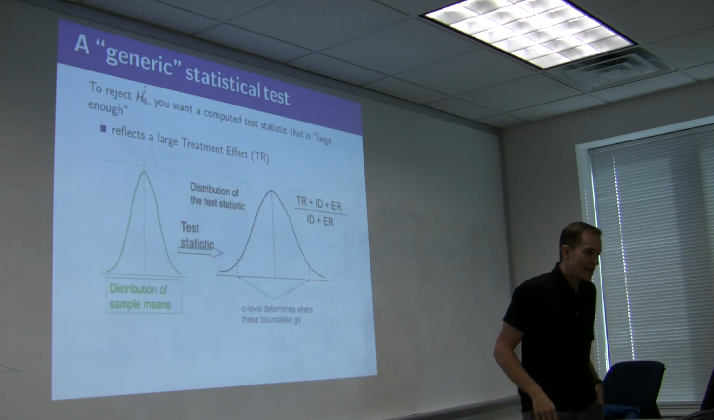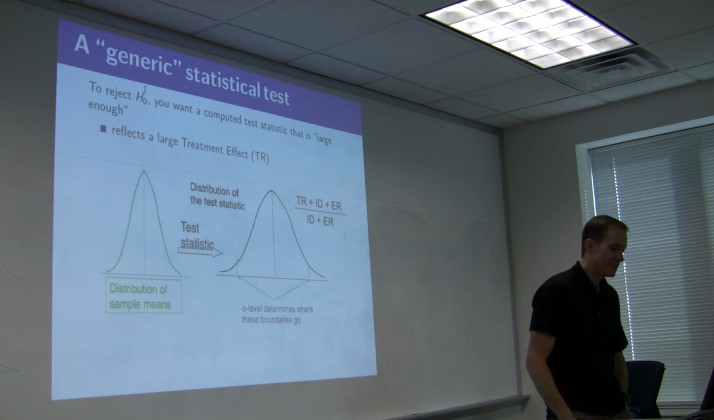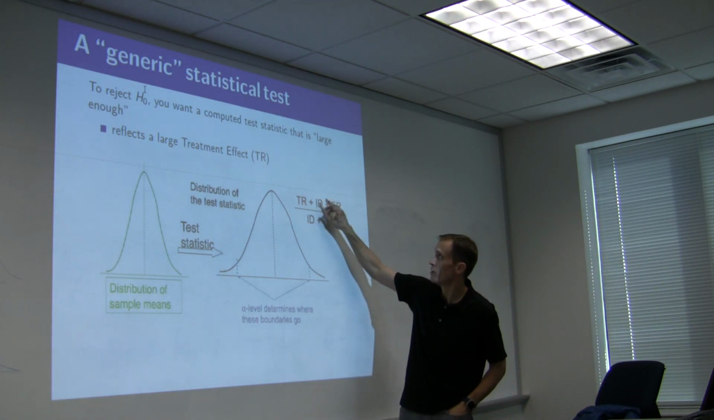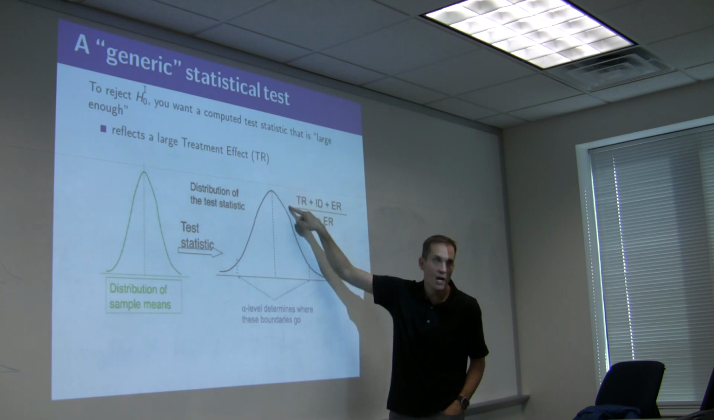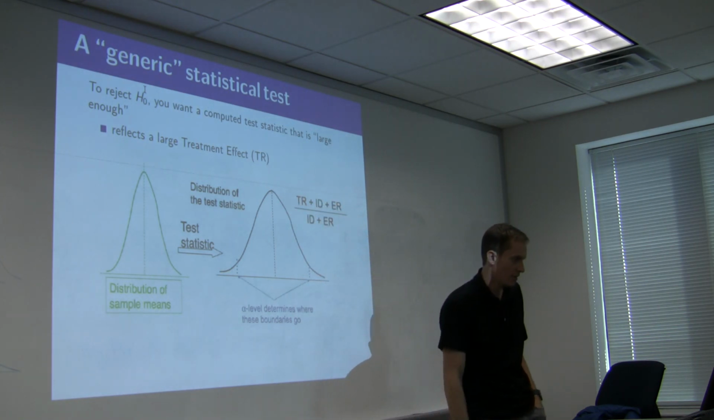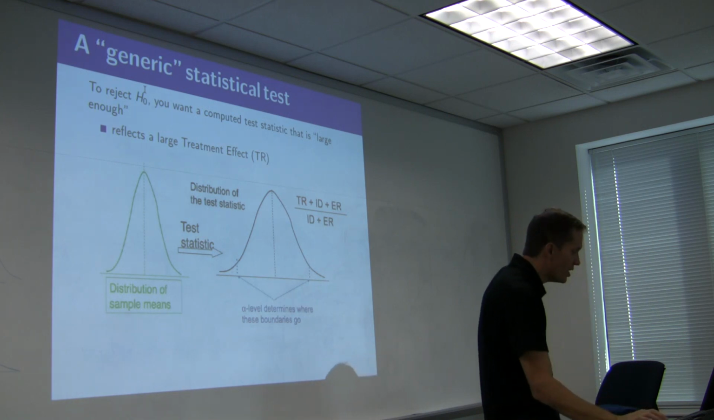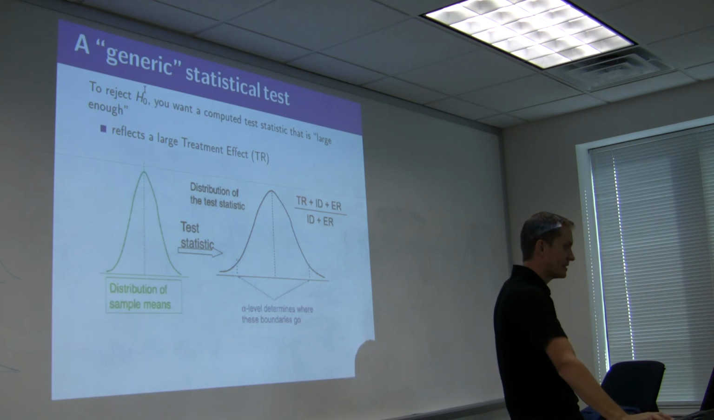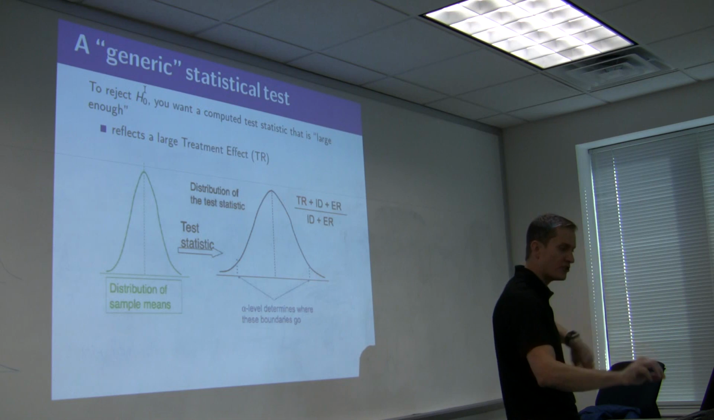When you see something like that, that big thing reflects the fact that, I mean, these are all the same source, so the difference has to come from the treatment itself. That's the only thing left that could be changing here. So to reject the null, you want that test statistic to be big. You want it to be large enough.